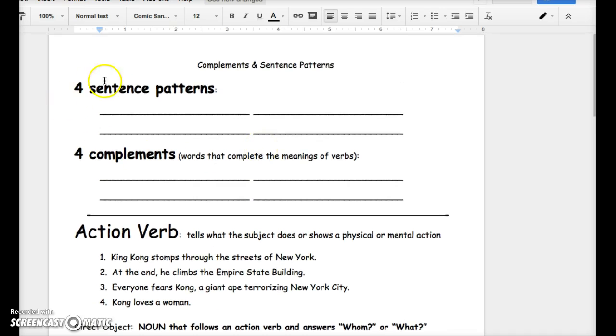So the first thing we're going to be looking for is the 4 sentence patterns and the 4 complements. Now this may be something completely new to you. This may be something that you learned a little bit in 6th grade, but we're going to do a nice refresher and we're going to make sure that you know the different types. It's critical to know our different sentence patterns. That way we have a good understanding if we're making correct sentences or not, and if we're adding enough detail.